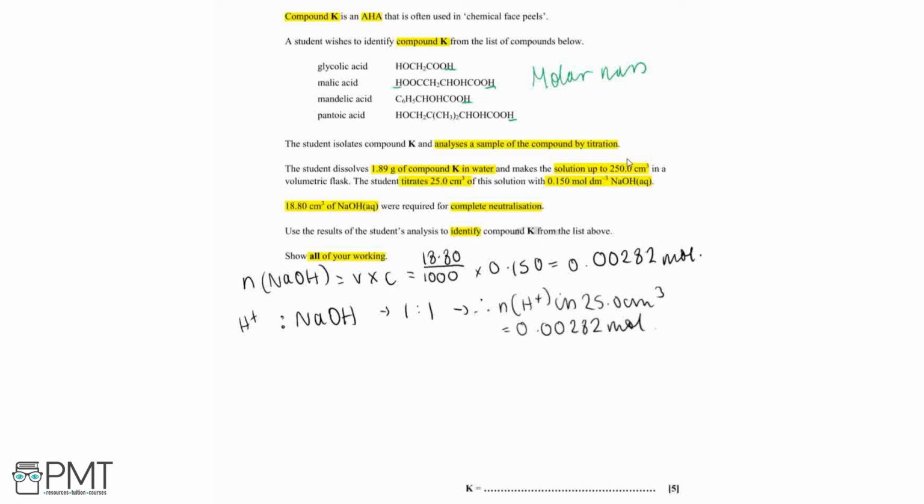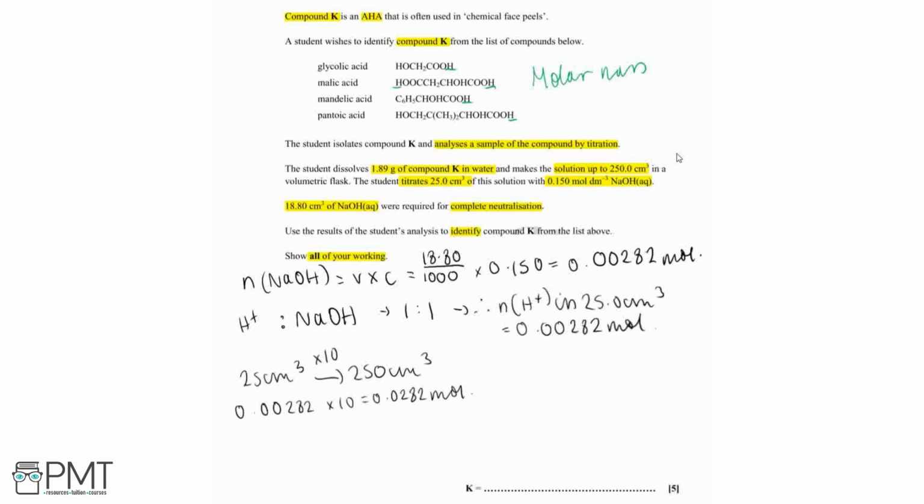So we need to use this now to work out how many moles of acid we had in our 250 centimeters cubed. So we're working our way back to that original solution which was made up. So we're going from 25 centimeters cubed to 250 centimeters cubed. And to go from 25 to 250, you multiply by 10. Therefore, we also need to multiply our moles by 10 overall. So our moles in 250 centimeters cubed is going to be 0.0282 moles.